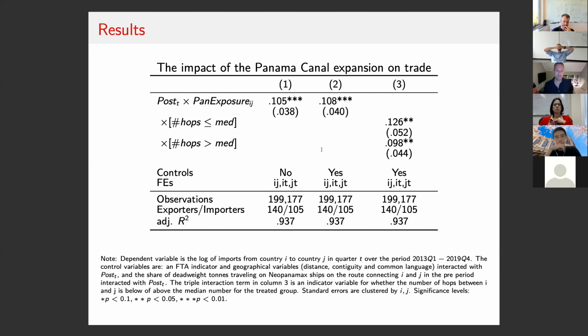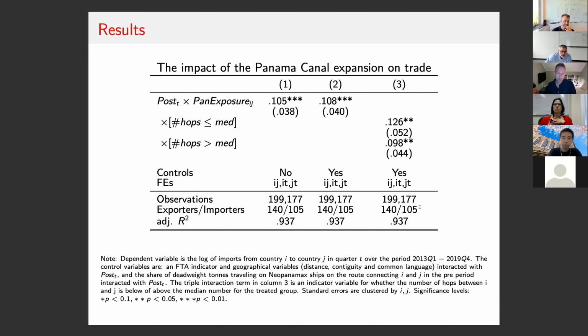The post times Panama exposure variable is significant and around 10%. It doesn't really change if you include controls or not. That's going to be the post, and we interact with, say, distance and the common language and other types of gravity variables. In general, it seems to be a very robust result, and it's very difficult to break this.